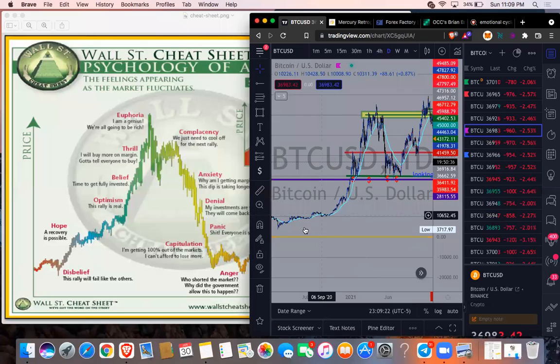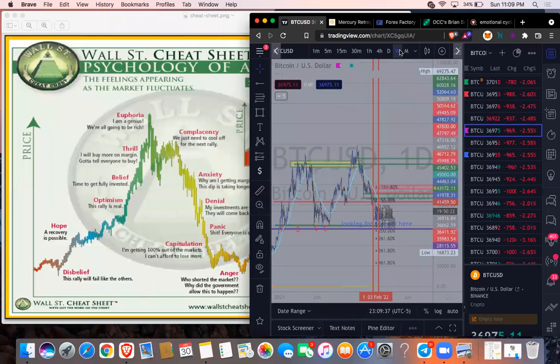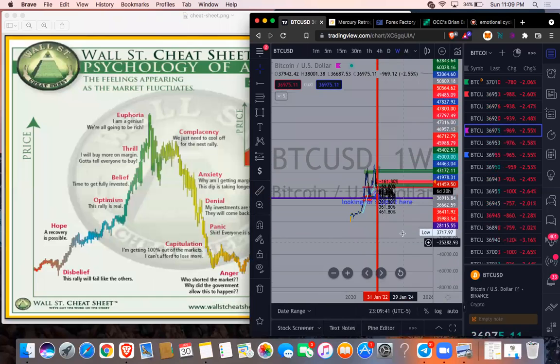Disbelief, hope, optimism, belief through euphoria. Two of these cycles happening in one on smaller time frames. But as soon as you go up here, when you get up here, it doesn't look like anything happened.